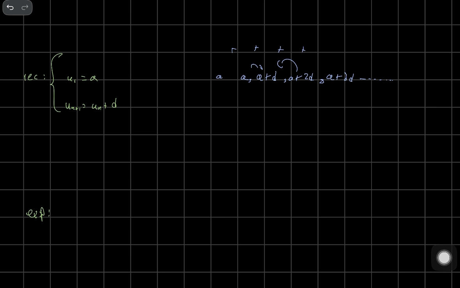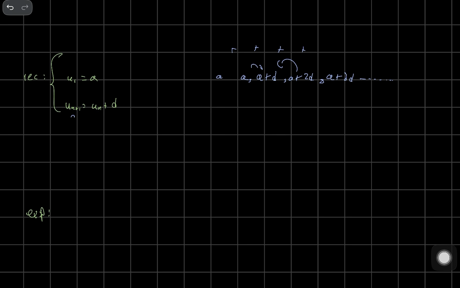So if we want any nth term, here it's n plus 1, we take the term before it and add d to it, which is basically the common difference. Now u1 equals a is basically where to start. So this is kind of the starting position.